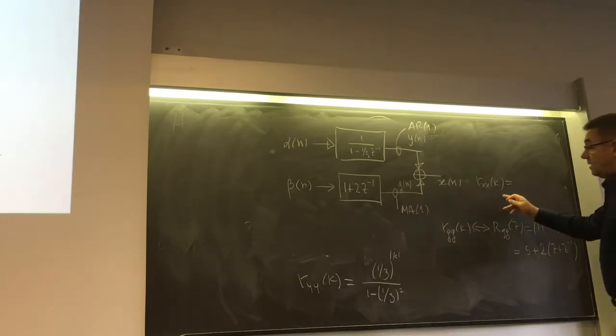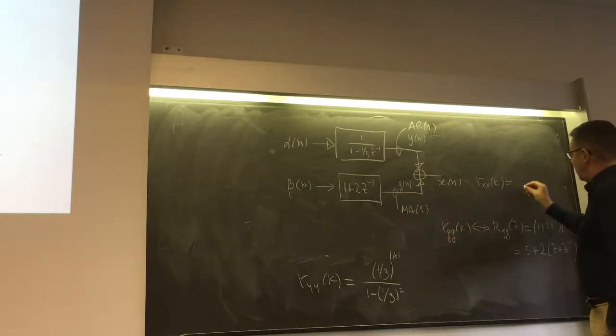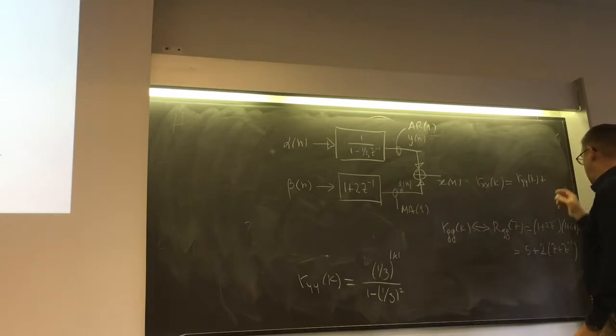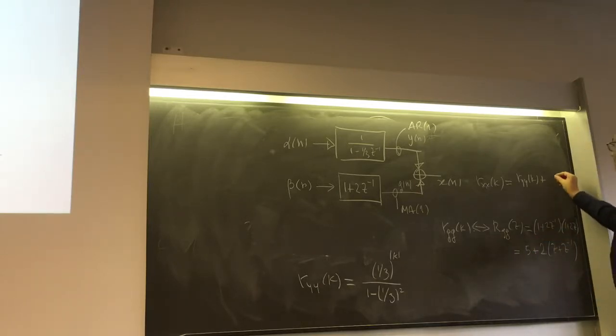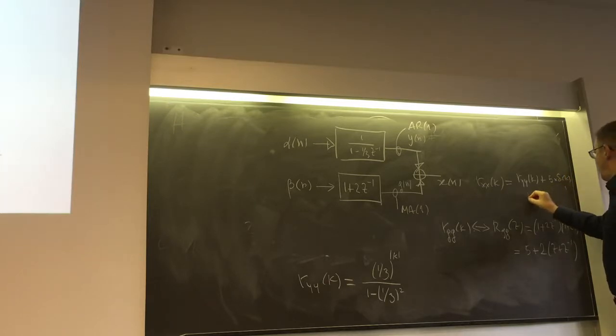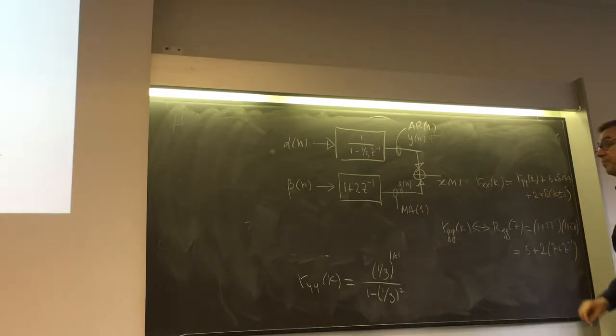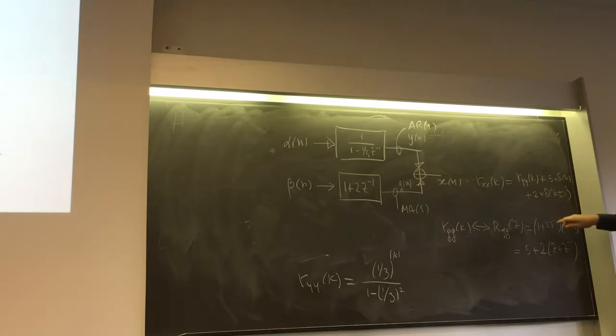So Rxx is equal to that one plus 5 times delta k plus 2 times delta k plus minus 1. Okay? Which means, it's the autocorrelation. Fine? Now, let's start the exercise of today.